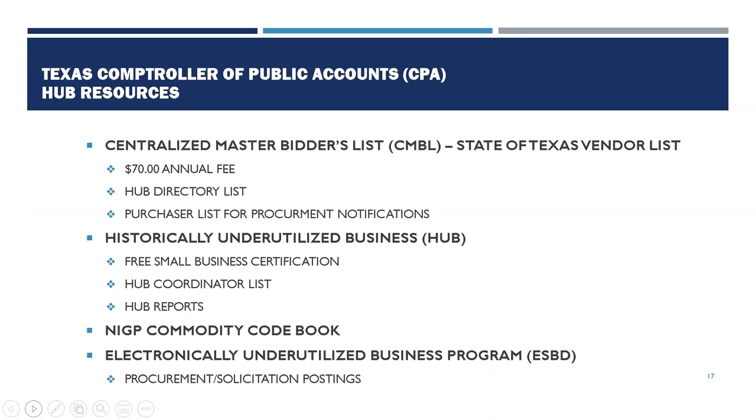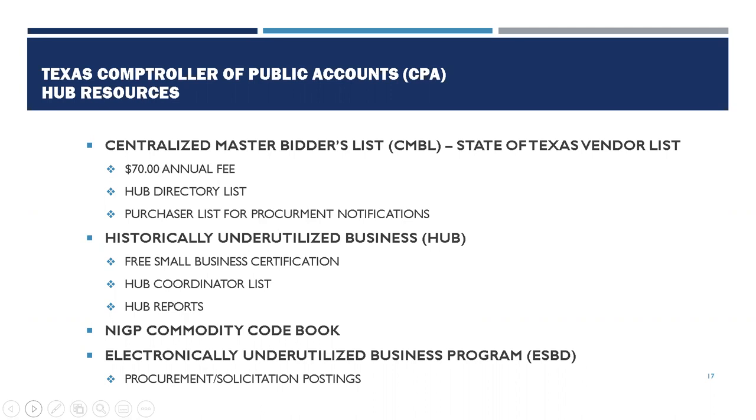So the Centralized Master Bidders List is the general list that's required by law for purchasers to use when they need to provide notifications to small businesses about procurements. The HUB page, this is our free small business certification. On the HUB page, we have the coordinator list, which we'll get to in a little bit.